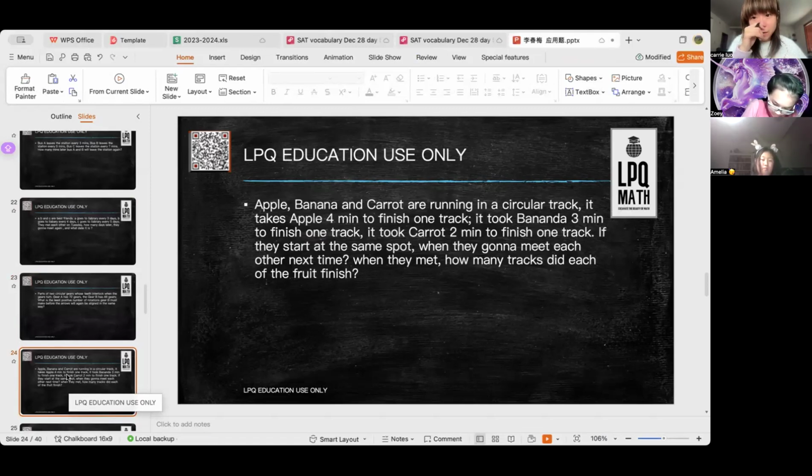Apple, banana, and carrot are running on a circular track. It takes apple 4 minutes to finish one track. It takes banana 3 minutes to finish one track. It takes carrot 2 minutes to finish one track. If they start at the same spot, when will they meet each other again? When they meet, how many tracks did each of the fruits finish?